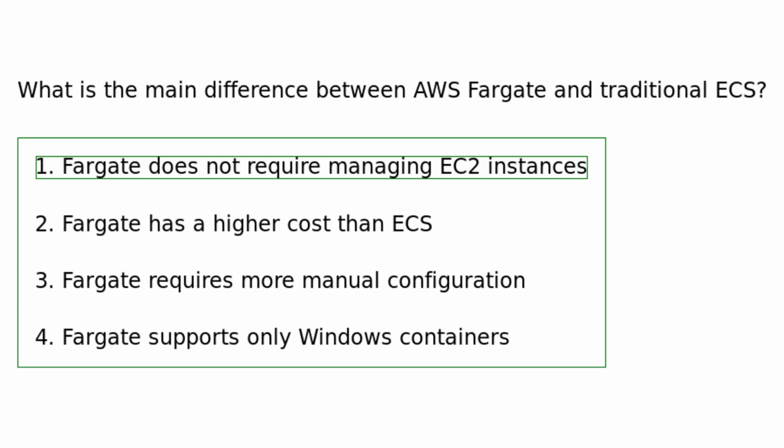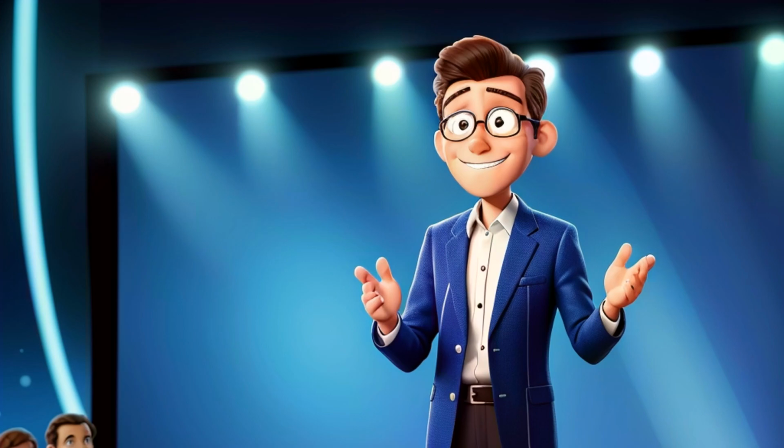The main difference is that AWS Fargate abstracts away the need to manage EC2 instances, whereas traditional ECS requires managing the underlying infrastructure. And that's a wrap.